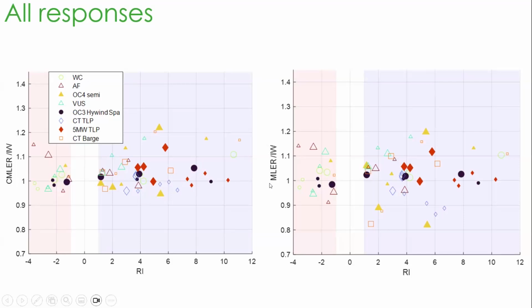So the applicability of different methods is partly dependent on the response that we're looking at. Overall, similar range with some lower cases for the mooring loads. And then we've plotted this relative importance. In the blue region, the waves are more important. In the red region, the wind is more important. We don't actually see much of a trend. It seems to work similarly in both regions.